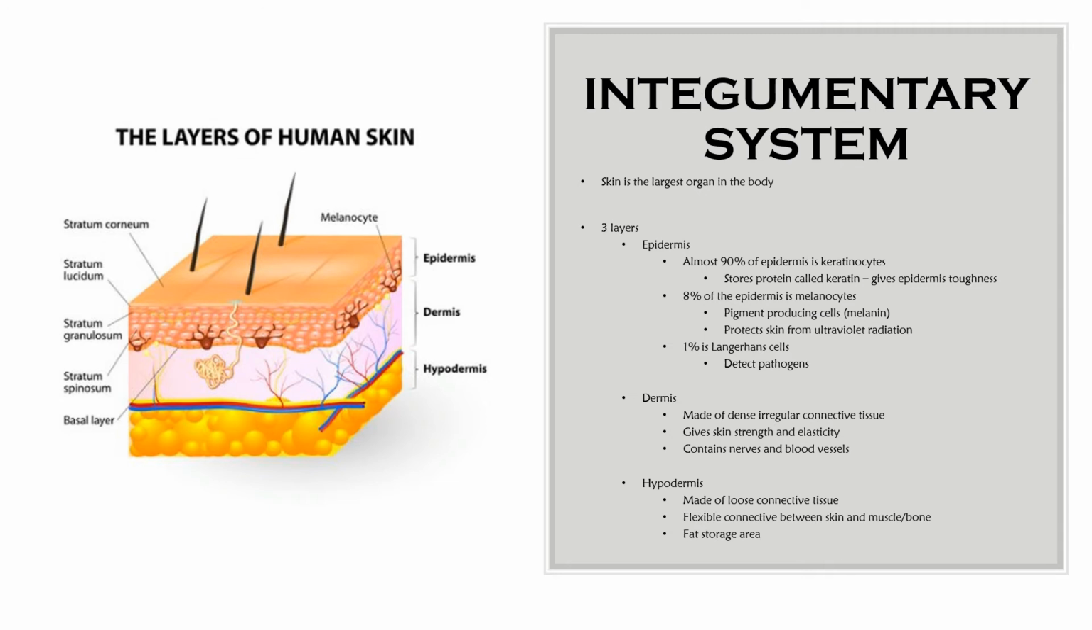The second layer is the dermis, made of dense irregular connective tissue. This gives the skin strength and elasticity. It also contains nerve and blood cells. The hypodermis is made of loose connective tissue. It is flexible. It is that flexible connective tissue between the skin and the muscle or bone. And this area, the hypodermis, is also where adipose tissue or fat cells are stored.